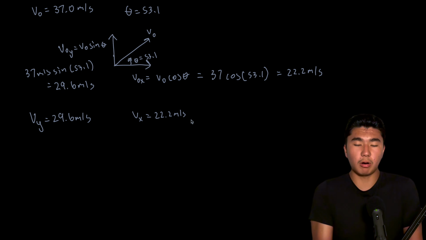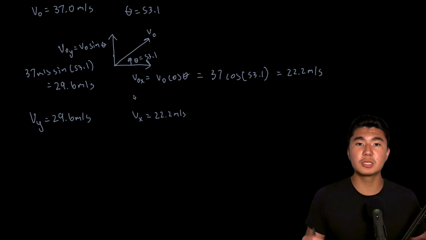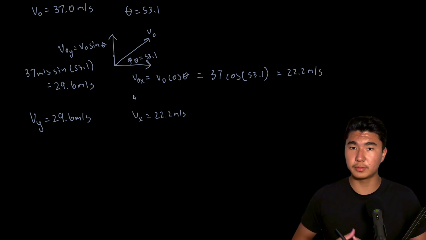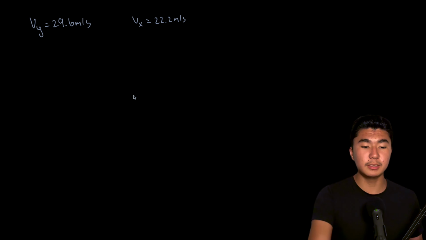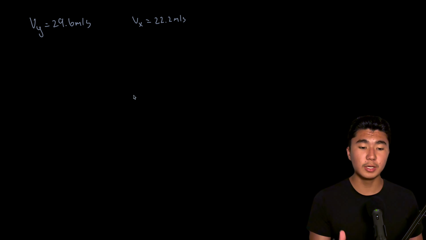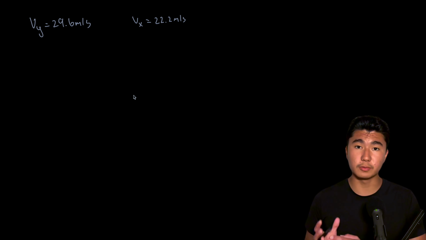That's pretty much all we need, because we know that the initial velocity is equal to the velocity throughout the entire projectile motion. So this is all the information we need to extract. And now let's go through each of the parts of the question.